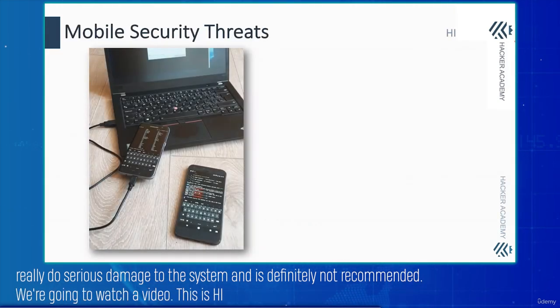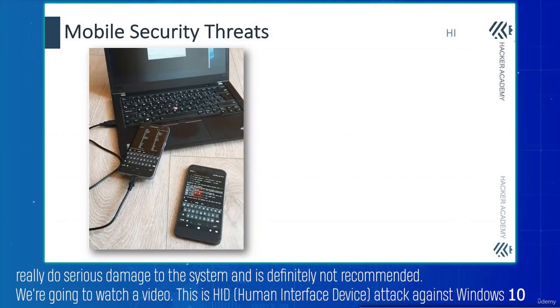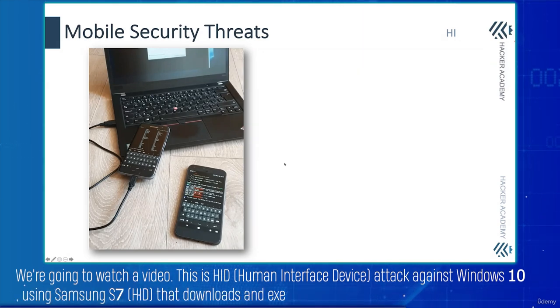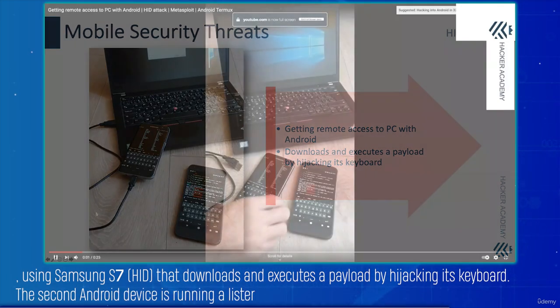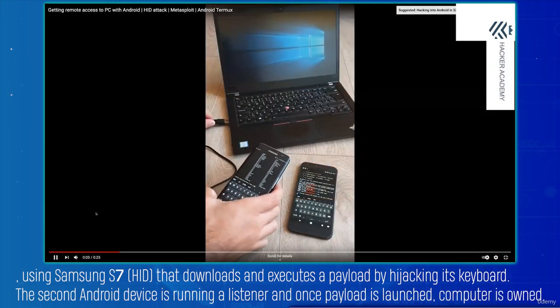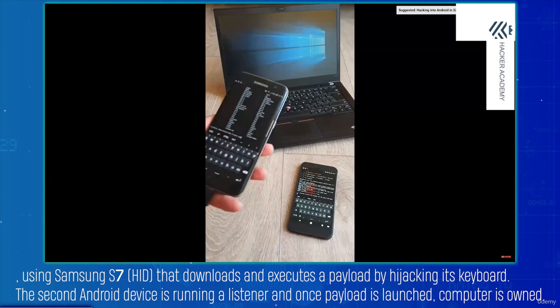We're going to watch a video. This is a HID, Human Interface Device, attack against Windows 10, using a Samsung S7 as a HID that downloads and executes a payload by hijacking its keyboard. The second Android device is running a listener, and once the payload is launched, the computer is owned.